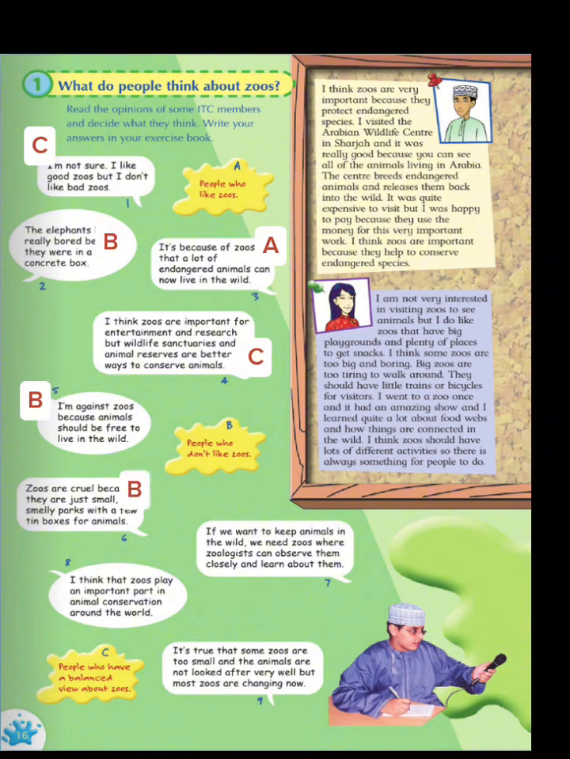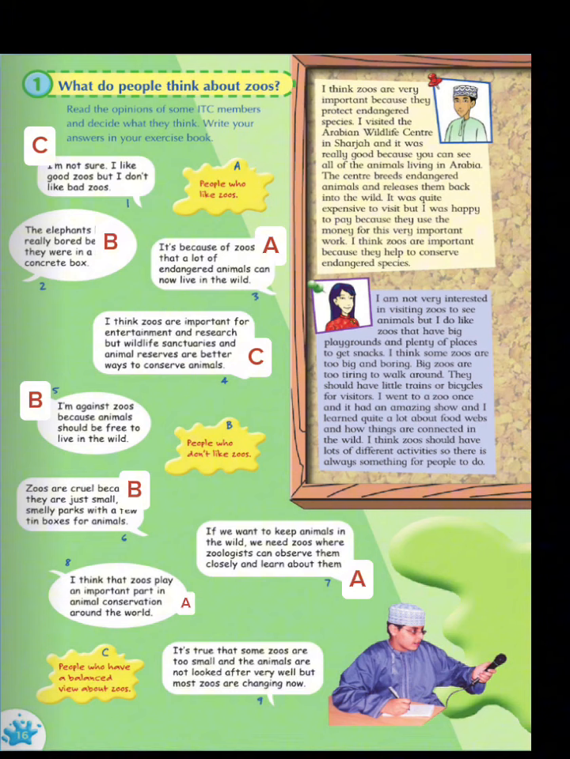Number 7. If we want to keep animals in the wild, we need zoos where zoologists can observe them closely and learn about them. Number 7 belongs to Group A. Number 8. I think that zoos play an important part in animals' conservation around the world. Number 8 belongs to Group A.